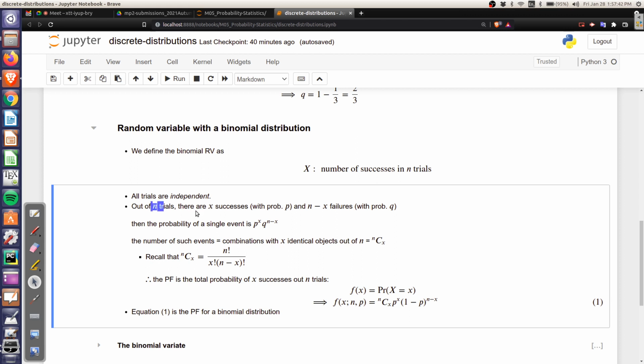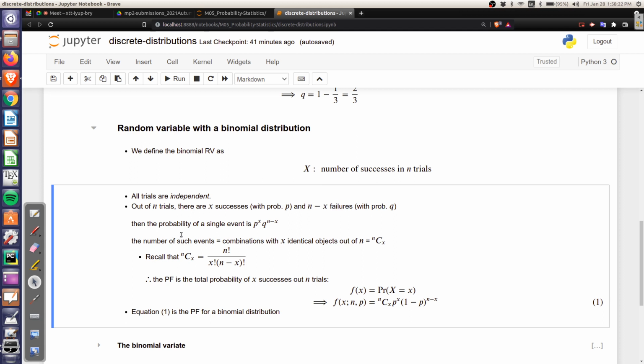So out of n trials there are x successes. We have x times that we have got success, and the probability with which we have got success is p, and that means there are n minus x failures. So if I toss the same coin 100 times, or toss 100 coins, both of them are exactly equivalent. Let's say there are 30 times that we have got success. Then there will be 100 minus 30, that means 70 times that we have got failure with this probability.